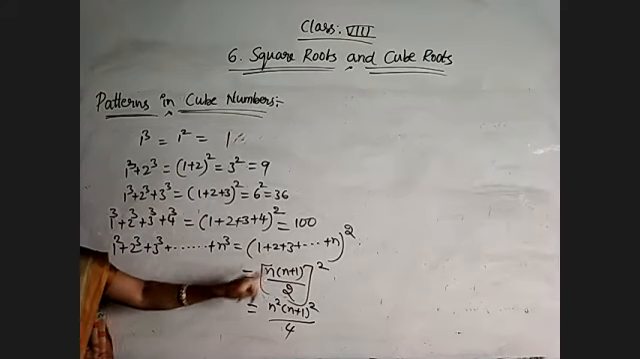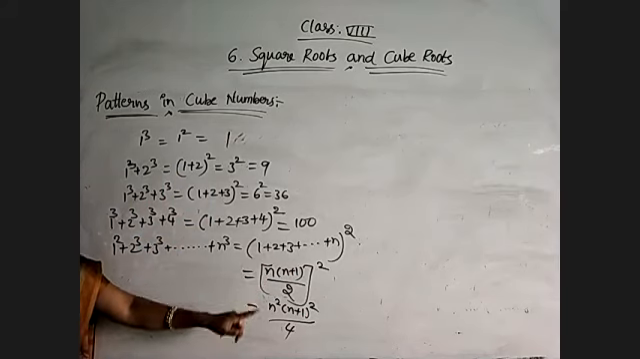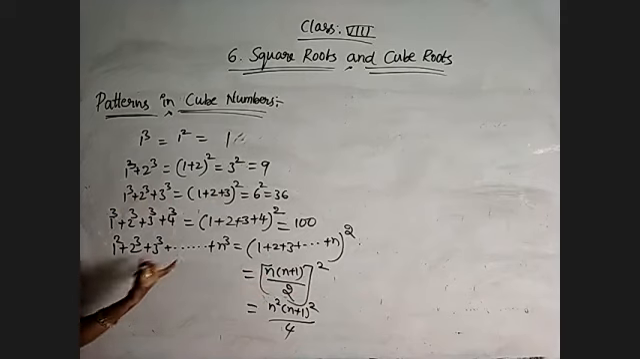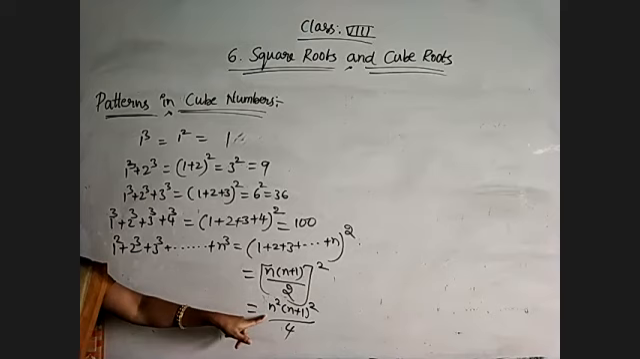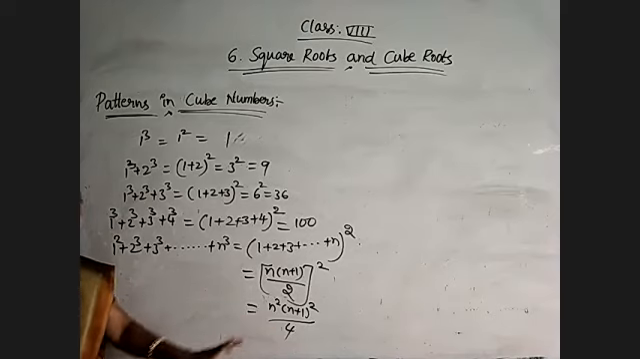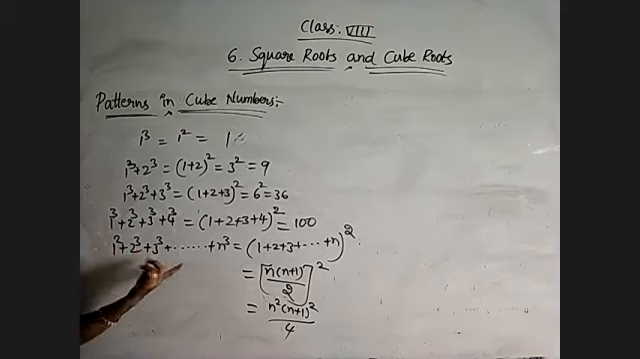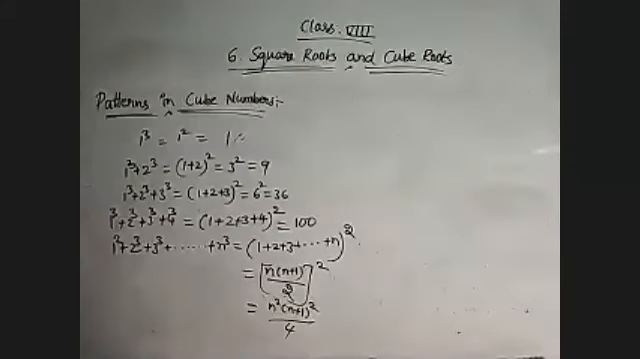Sum of first n natural numbers is n into n plus 1 by 2. Sum of cubes of first n natural numbers is n square into n plus 1 whole square by 4. And next, the sum of squares of first n natural numbers also we have. For that we have this formula n into n plus 1 into 2n plus 1 by 6. So those are the three formulas. So here take the formulas.